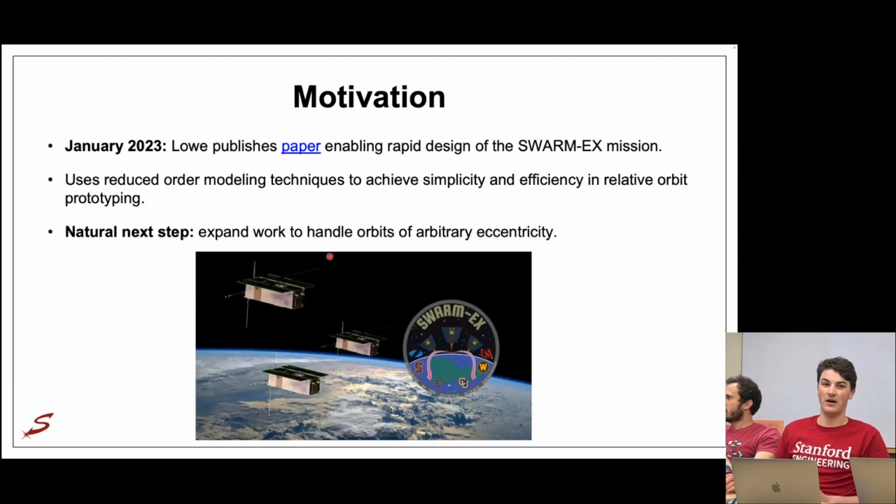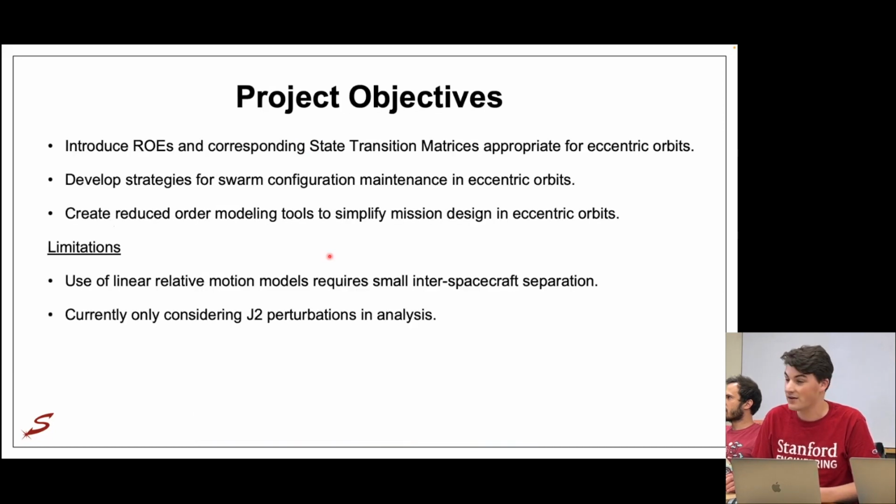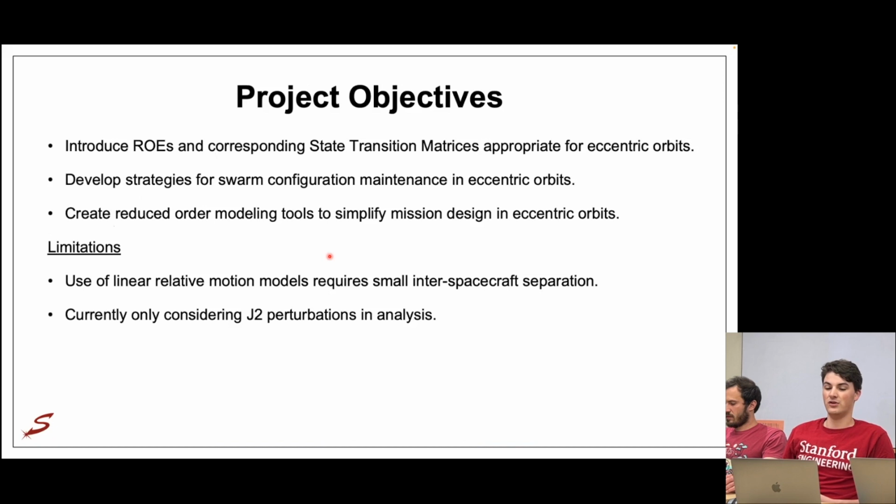So the natural next step off of this work is to expand it to handle orbits of arbitrary eccentricity, because what the original paper assumes is that you are in a circular orbit. So the objectives for this project are to introduce relative orbit elements and the corresponding state transition matrices that are appropriate for eccentric orbits, and then move on to developing strategies for swarm configuration maintenance, particularly in eccentric orbits, as well as creating reduced order modeling tools in order to simplify the mission design process as much as you can, while not being bounded to a circular orbit, also considering the eccentric orbit case.